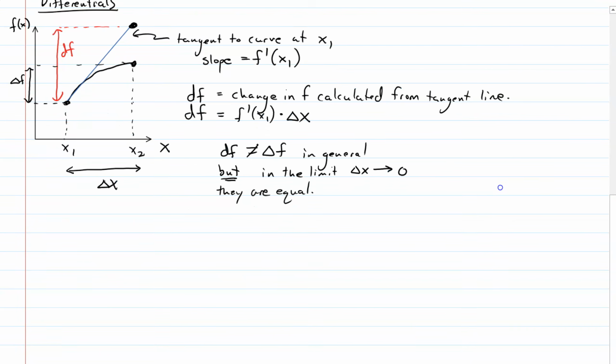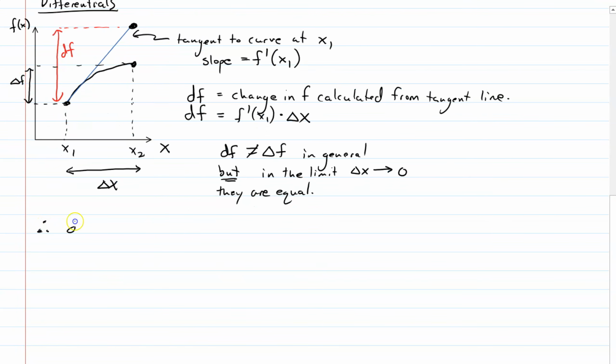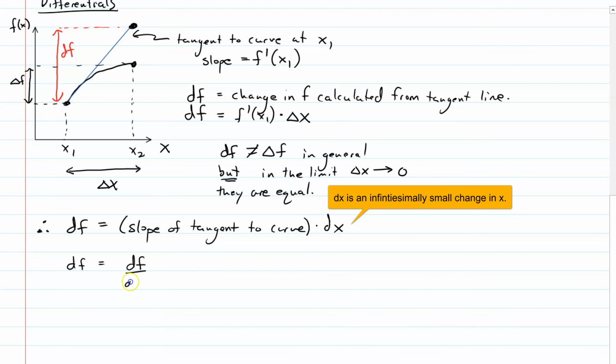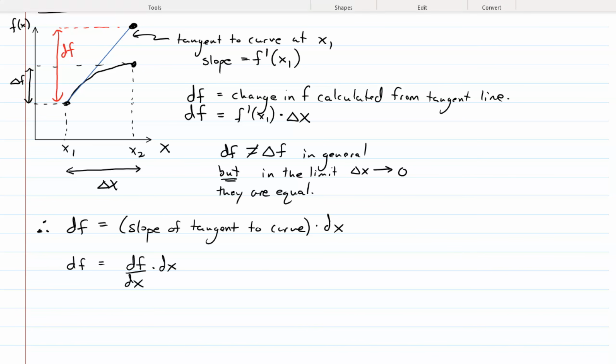And so therefore I can write something like this. df is equal to the slope of the tangent to the curve times dx. And I could write this like this. The slope of the tangent, we know, is the derivative, df dx times dx, which is totally obvious if you stare at it. I mean, your instinct is, well, why can't I just cancel the dx's and I have df equals df? So this relationship is hopefully not surprising to you.